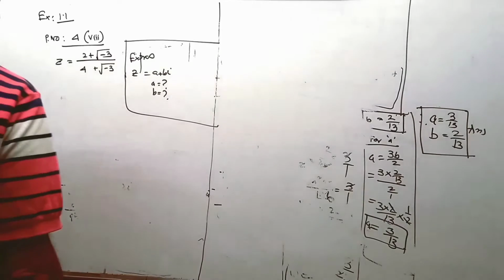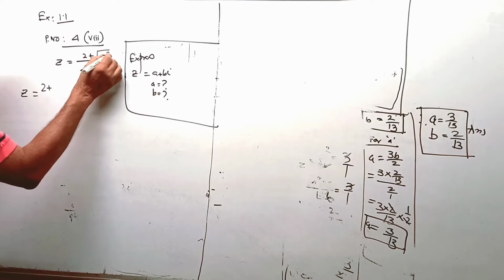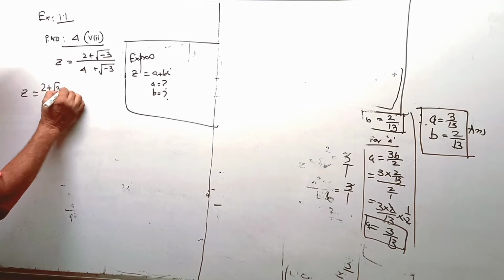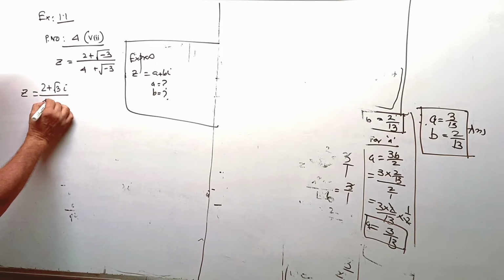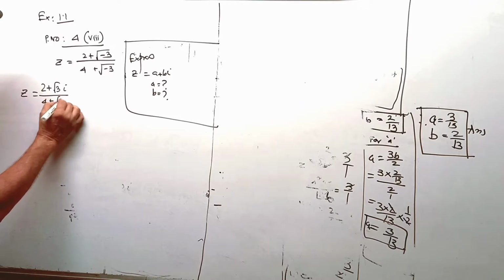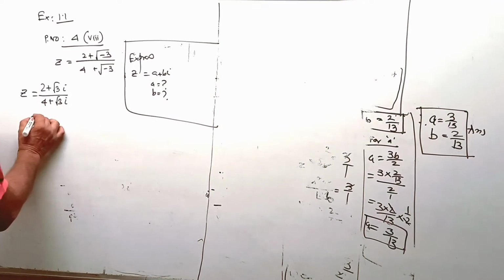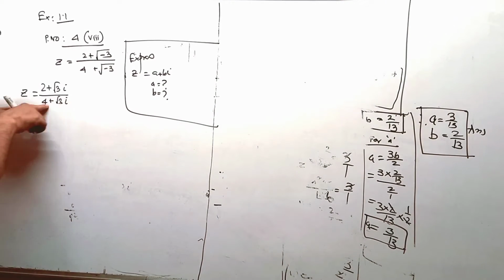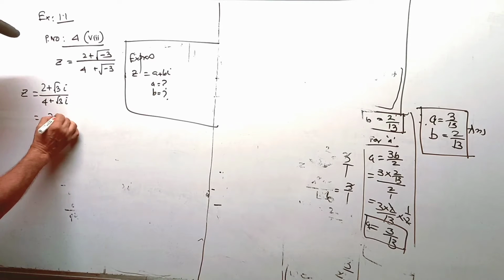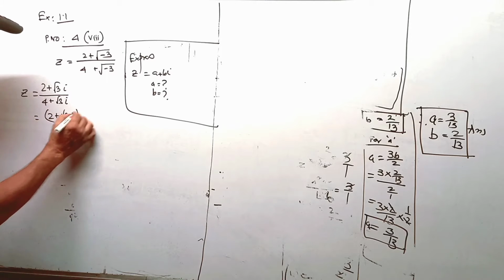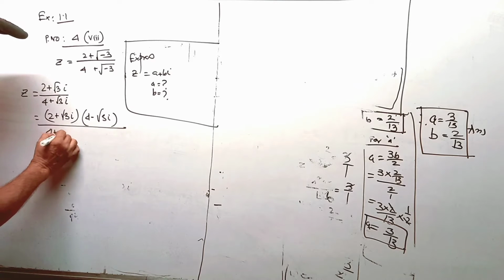Now here, like earlier, we have 2 plus root 3i over 4 plus root 3i. This is like earlier rationalizing, meaning we have to convert the denominator to a real number. So we multiply: 2 plus root 3i, 4 minus root 3i, divided by 4 plus root 3i, 4 minus root 3i.